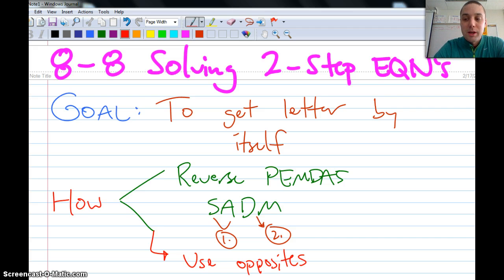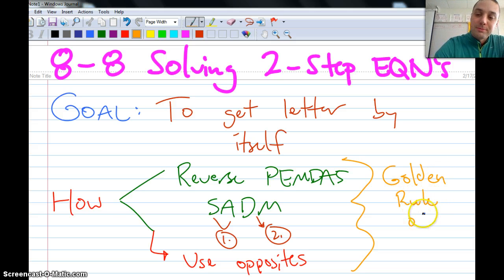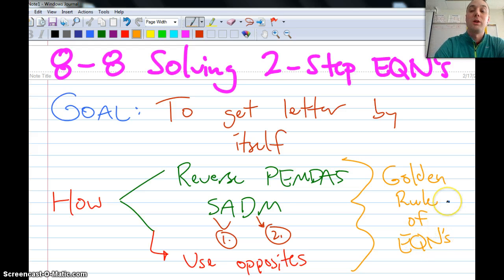Below this, the one thing that overlies this whole thing is what I call the golden rule of equations. Whatever you do to one side, you do to the other. And that kind of blankets this whole lesson, or these whole lessons as well. Whatever we do to one side, we do to the other. That should kind of be tattooed onto your brain over these last several lessons.